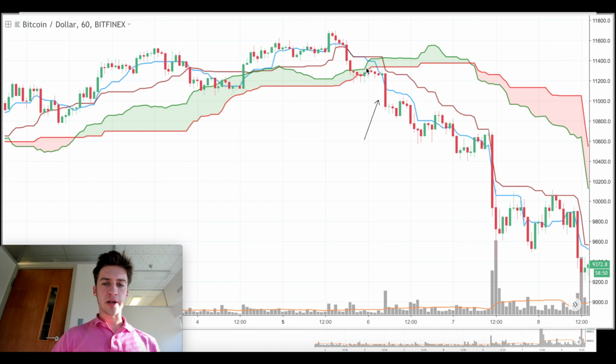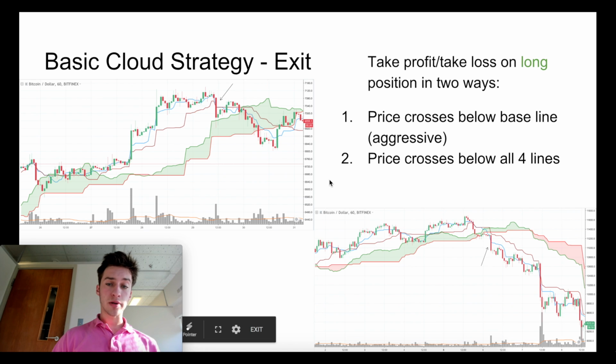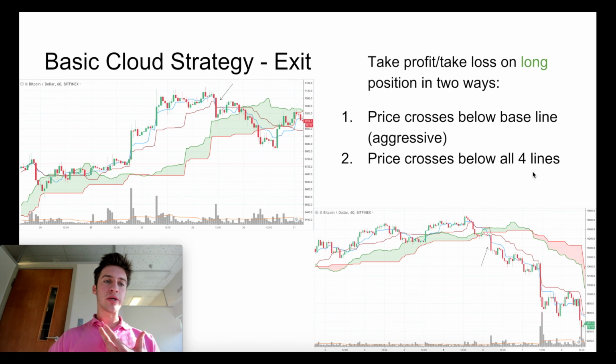We have price going here, price quickly goes down, crosses below all the Ichimoku lines, and then price just continues to move down. So this would have been a spot to exit your long, at a loss likely, but potentially at a profit after close below all 4 lines. Now, those are the 2 ways that we can exit.